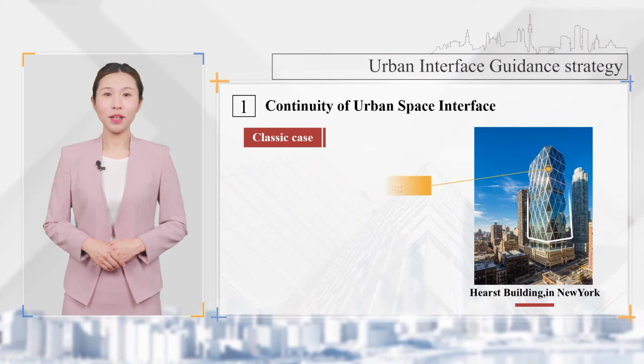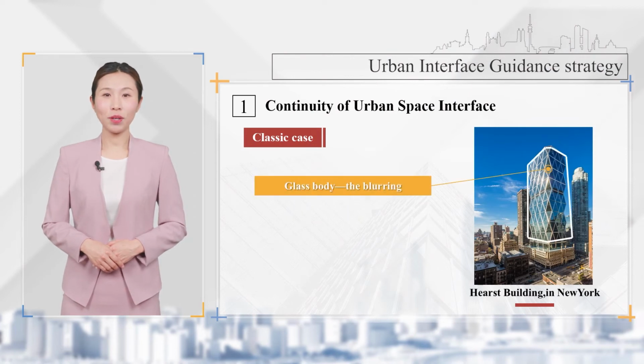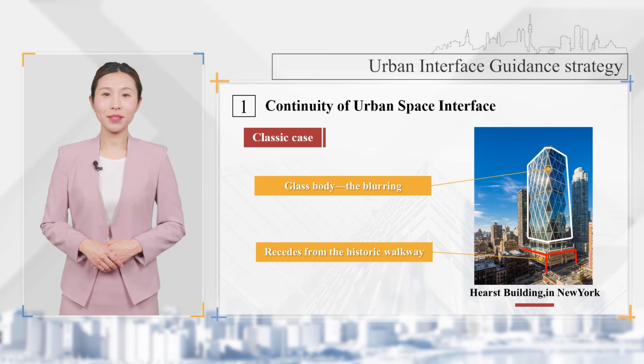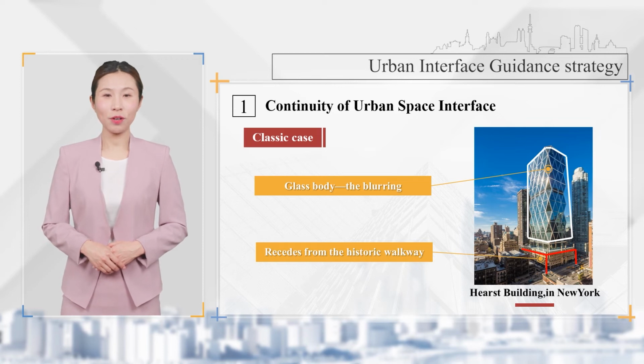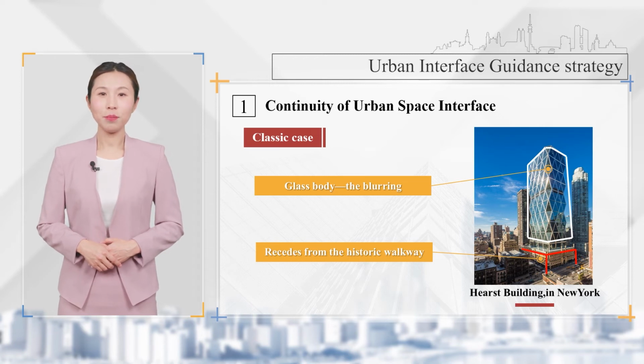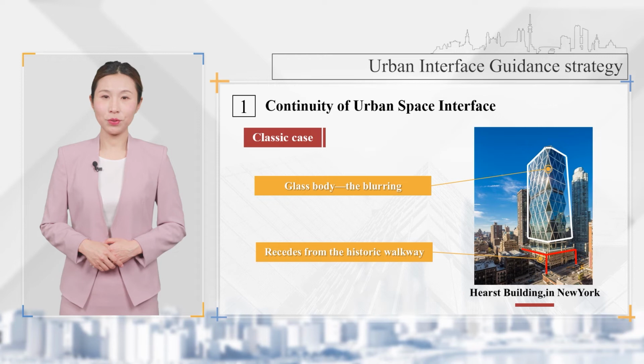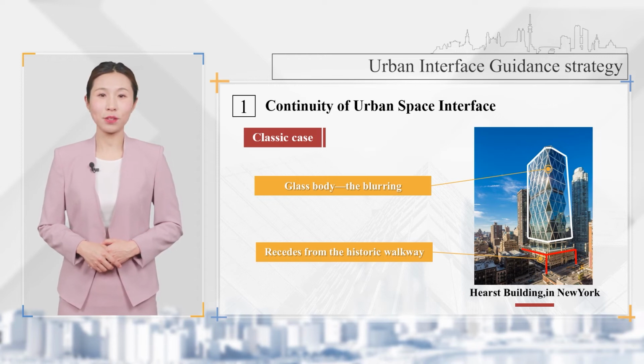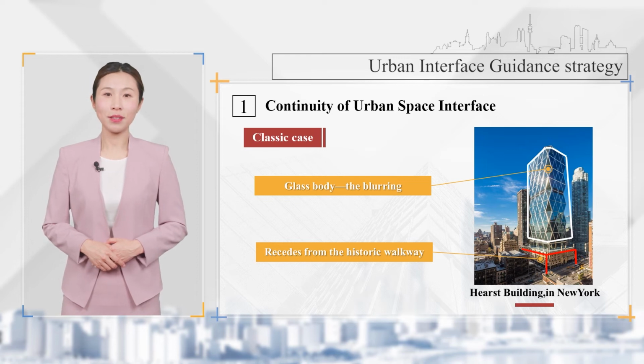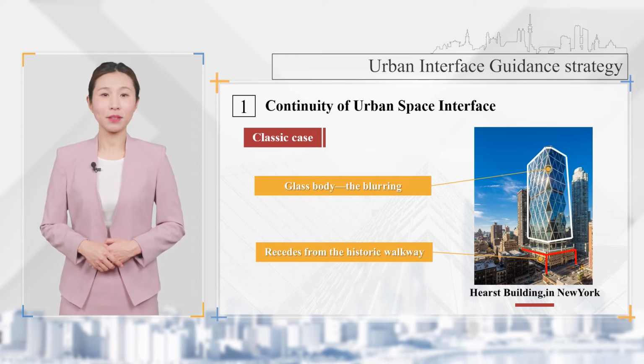As is shown, a new glass body is placed vertically in the building, but the new part recedes from the historic walkway. At the same time, the blurring of the glass is used to reduce the impact of the new body on the historic interface. When people walk on 8th Avenue, the Art Deco style of the old Hearst building and the surrounding buildings form a continuous urban space in terms of style, height, and color.